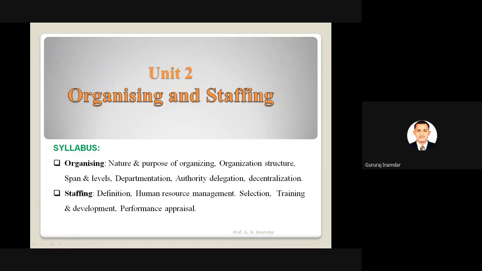Span and level: what is span, narrow span, wide span. Authority and delegation, different authority and power. We already discussed decentralization also. After that we started staffing: what is staffing, definition, HRM, human resource management, selection procedure of employees, and in today's lecture, training and development. Performance appraisal we also discussed in the last lecture, because this is also very important. Is it right?